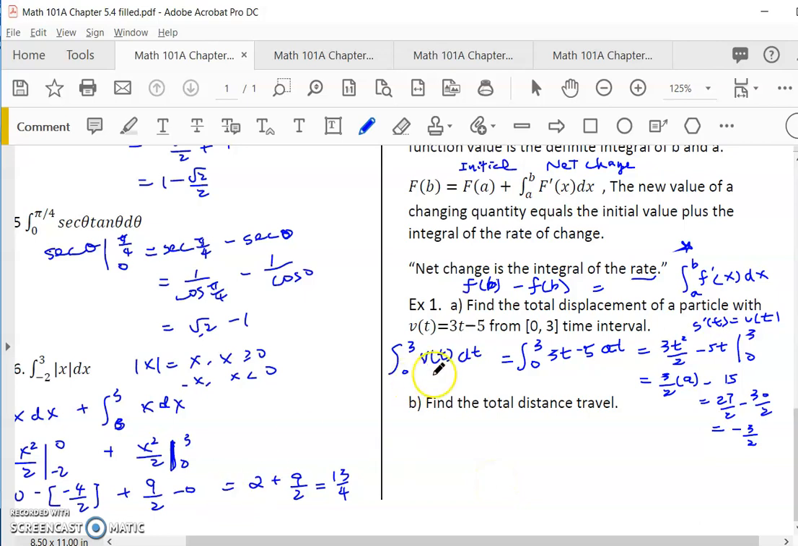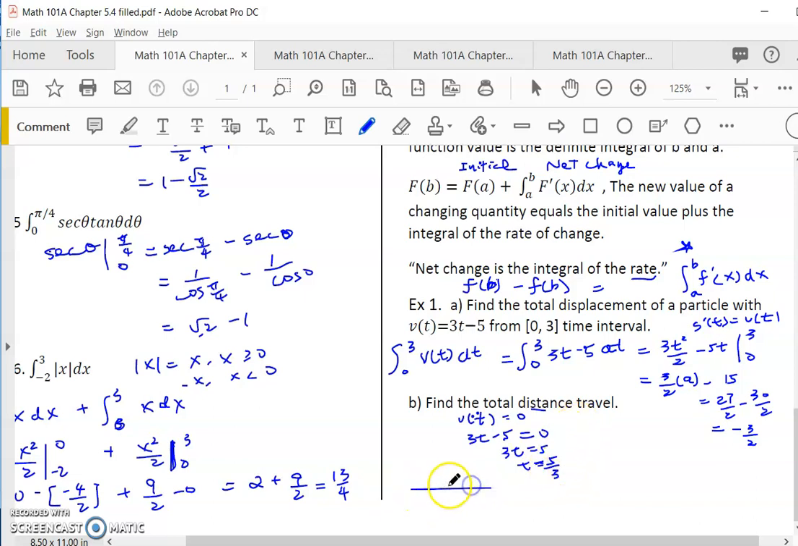How about total distance traveled? Total distance traveled does not take the negative position into consideration, so you need to find out when it changes direction. Let's say v of t. When does it change direction? That is when it is 0, right? So 3t minus 5 equals 0. 3t is equal to 5. t is equal to 5 over 3. So at t equal to 5 over 3 it is going to change direction.